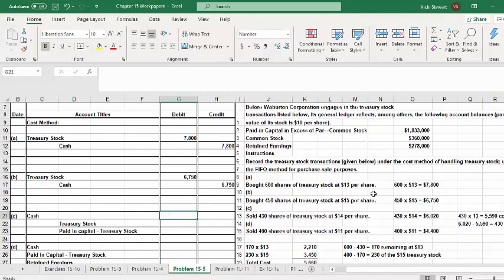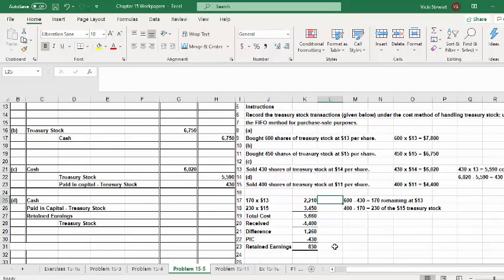So we can record the transaction. We would debit cash for the total $6,020. We would credit treasury stock for $5,590, the cost, and we would credit paid-in capital, treasury stock, for the excess above the cost, or $430.